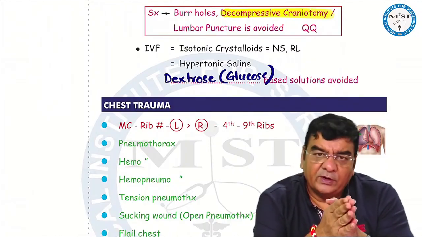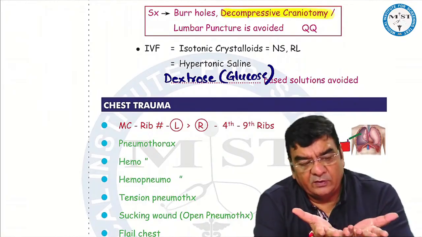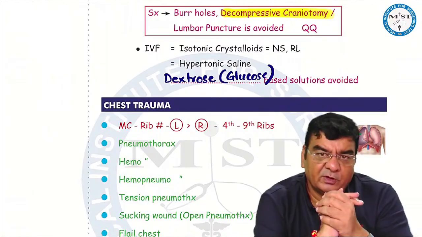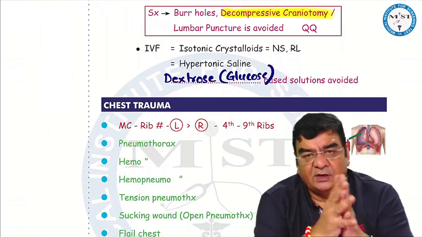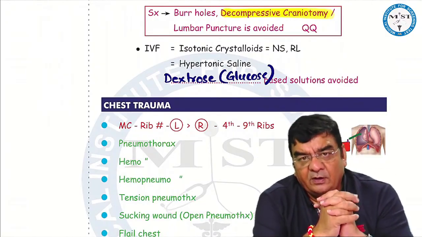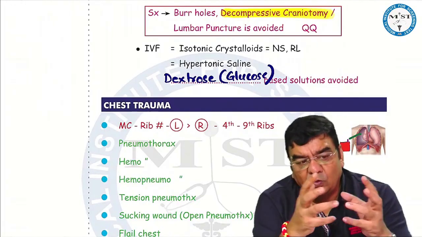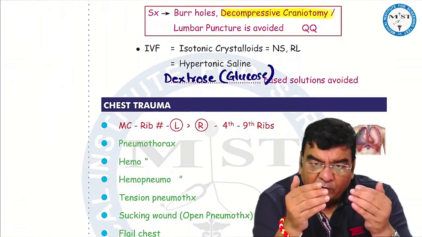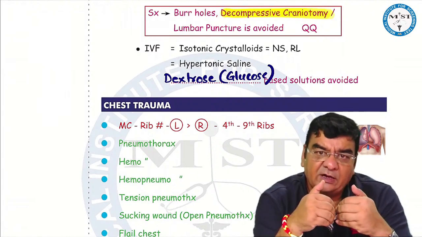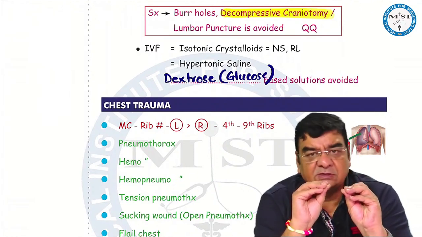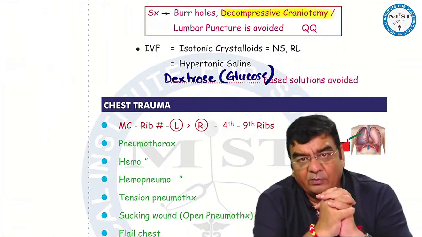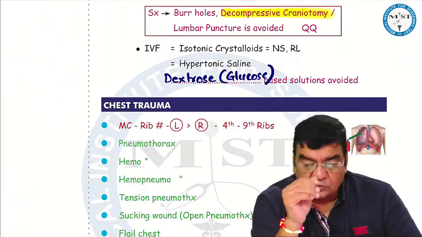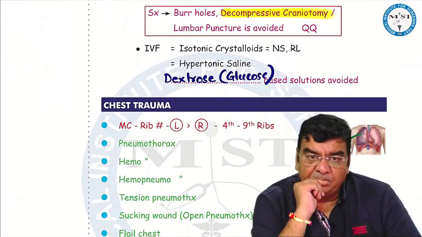If we have to give fluid in a head injury patient, we can give normal saline, we can give Ringer's lactate, hypertonic saline, but glucose dextrose based solutions should be avoided as hyperglycemia is harmful to the brain, because glucose, because of its osmotic action, will drag fluid from the brain cells outside and will make the brain cells dehydrated and may lead to hypoxic injury or maybe injury to the brain cells. So hyperglycemia should be avoided.